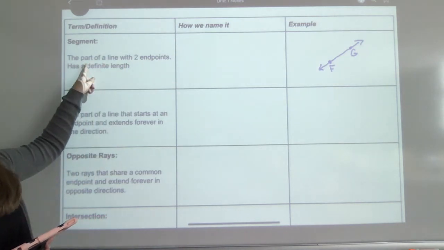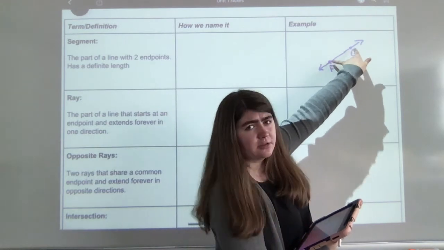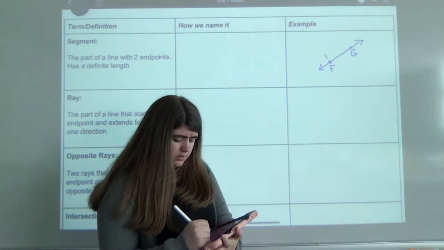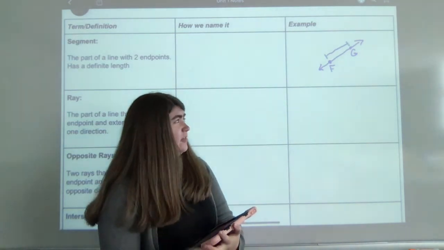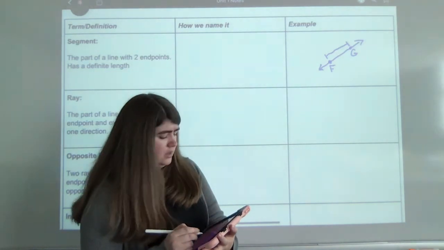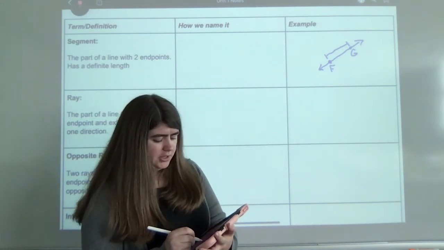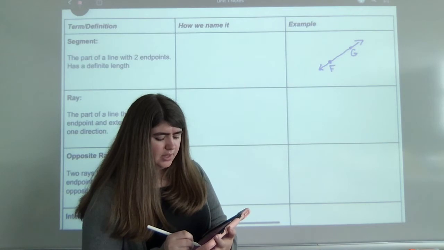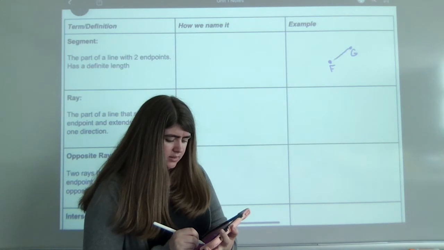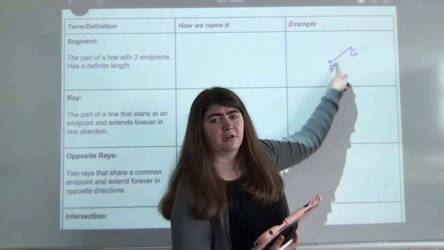Alright, so I have the part of a line with 2 endpoints. So a segment is actually this chunk in the line between the 2 points. So our segment is from here to there, from point F to point G. That is our segment. For the purpose of our example here, I'm going to pull out the line and just connect the 2 points with that bar to show that this is a segment. This would be on the line, but the segment itself looks like this.